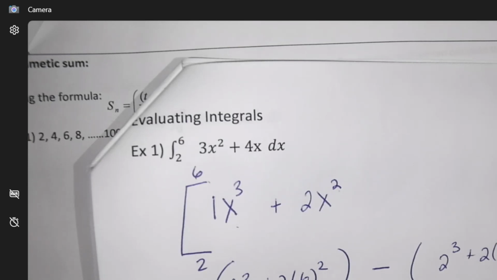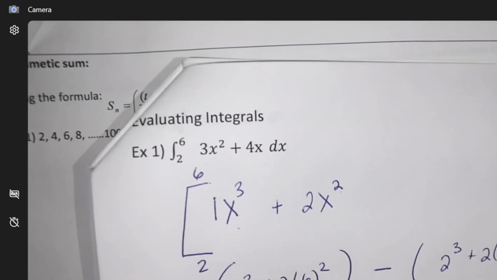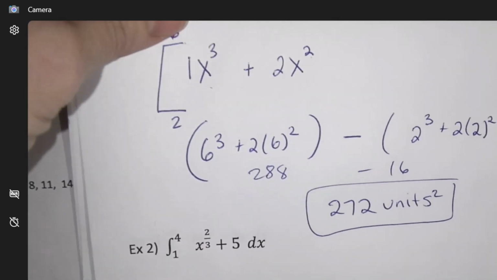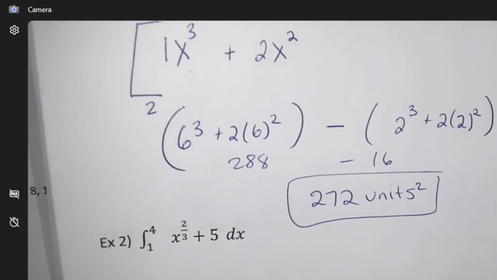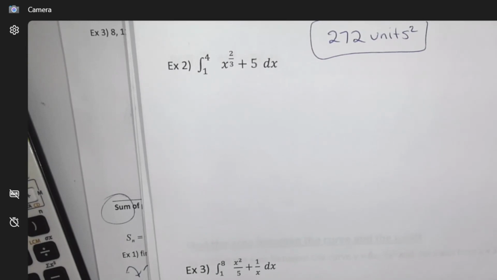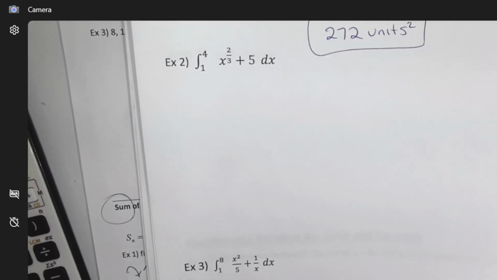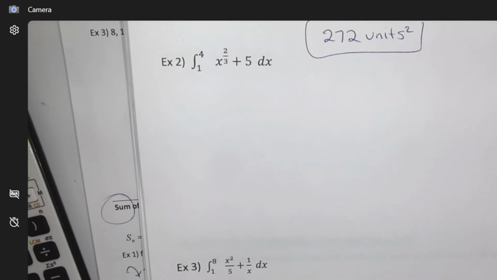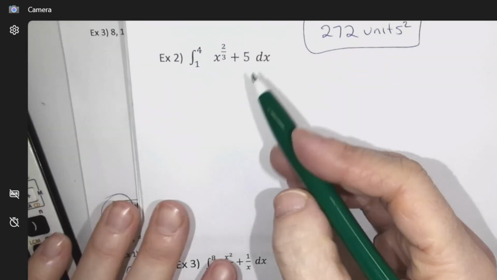Does it matter if we just put cube squared? Yeah, you know what? I probably didn't even write anything on it. Okay, I'm ready for the next one.